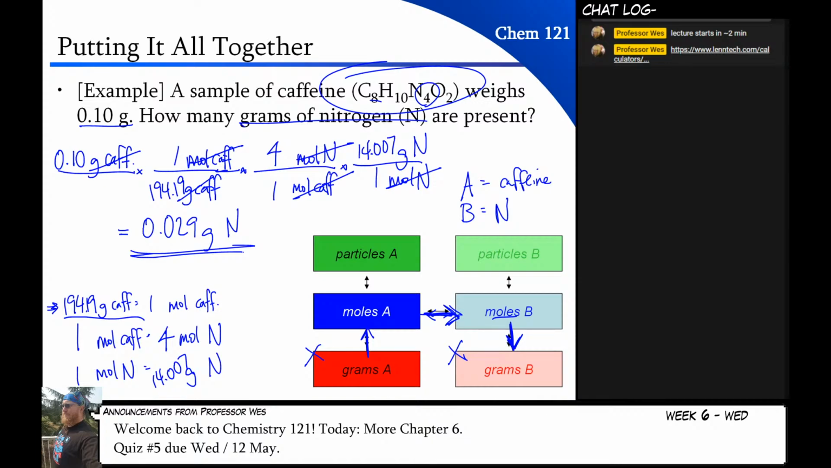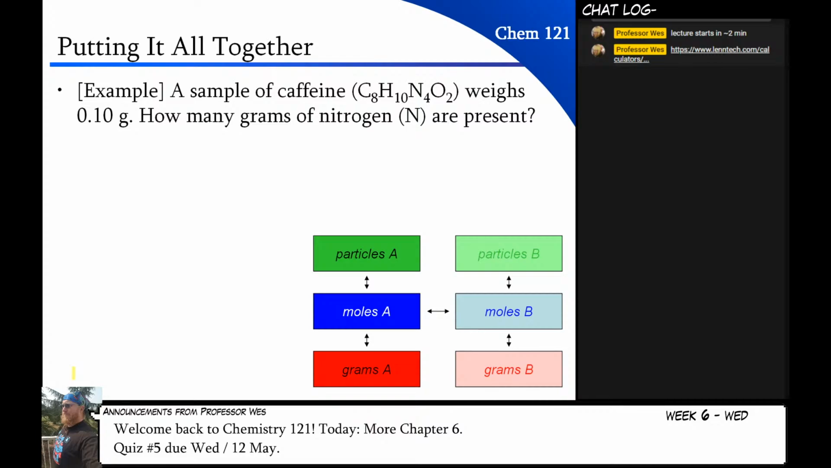Now that makes sense that the amount of caffeine that I get to start with and the amount of nitrogen contained in it are these numbers relative to each other. I could not have more nitrogen than I had caffeine, for example, right? So there are 0.029 grams of nitrogen in 0.1 grams of caffeine. Which is kind of cool to think about because now you can calculate parts of any substance you want to. All right, so there's our path and there's our answer.